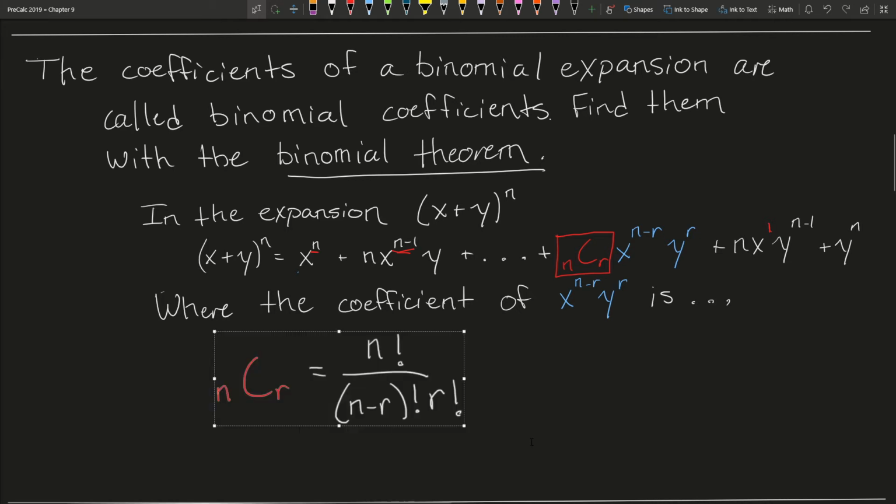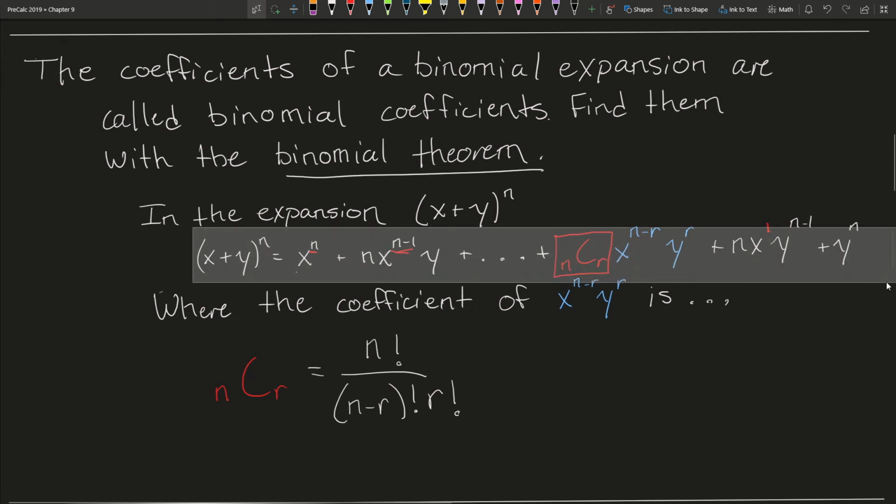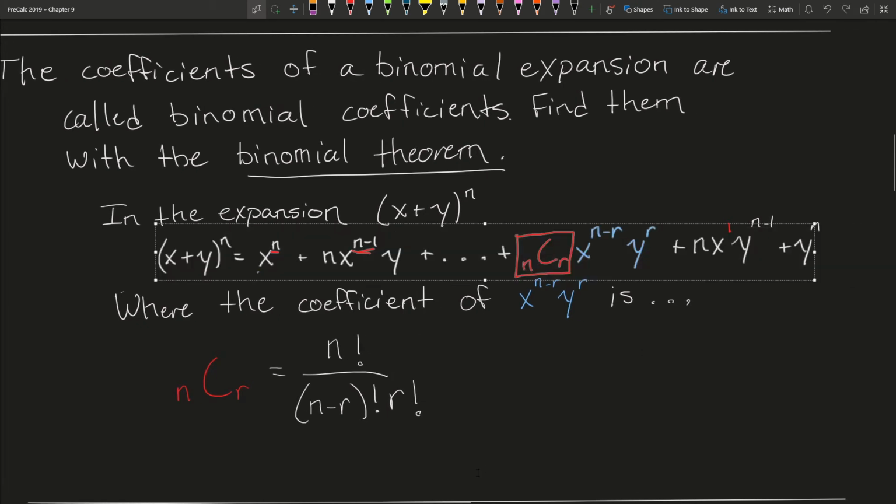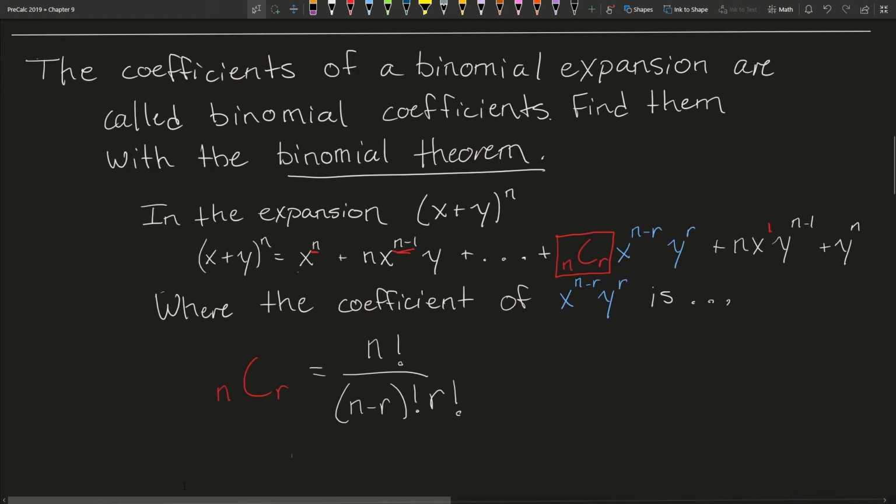Okay, I want to quickly recap what we did last class, which is pretty much what you see on your screen. All right, so the coefficients of a binomial expansion, binomial coefficients, we can find them using this theorem. And basically, it boils down to this equation. Okay, but we also went over a couple of different things. We went over how many terms are in this expansion, right? So if we have the nth expansion, there are a total of n plus 1 terms.